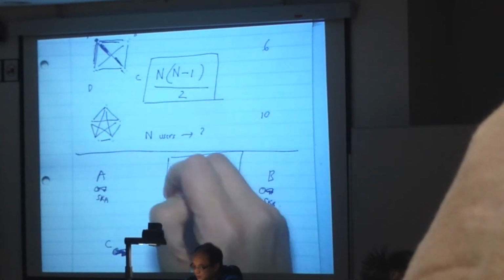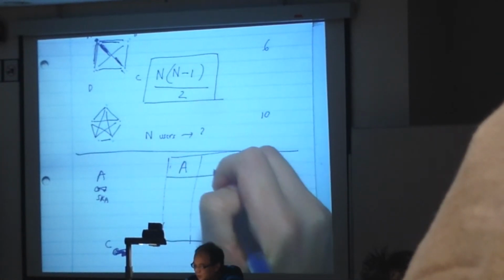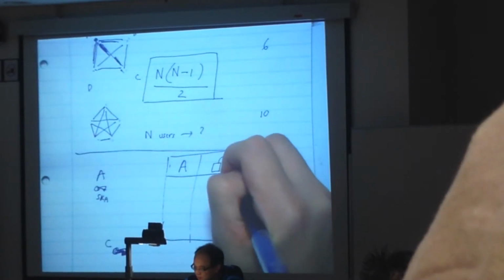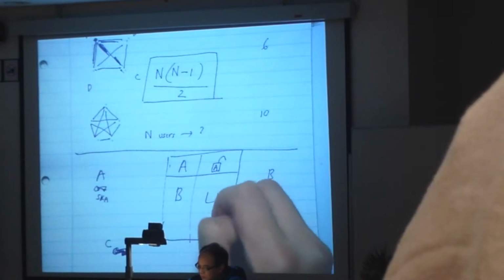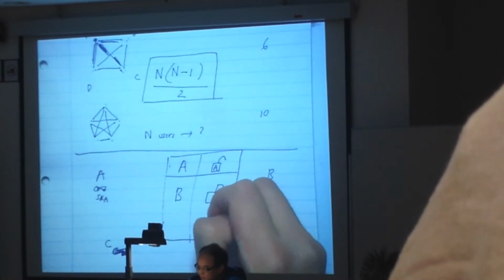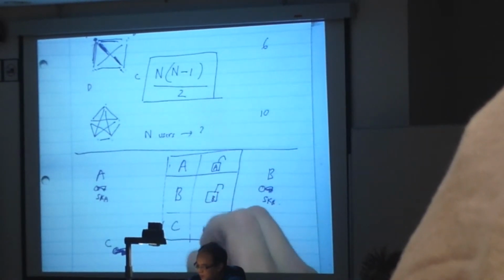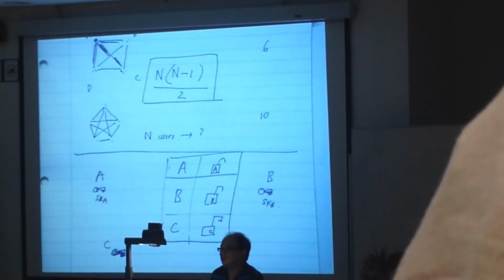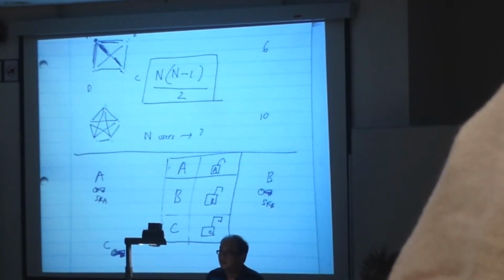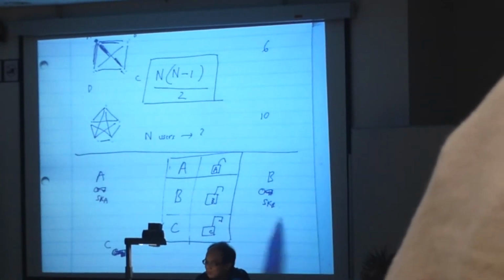We say like this. For A, there is a padlock that belongs to A. For B, there is a padlock that belongs to B. C, there is a padlock here that belongs to C. Right? So that's the setting. And now, for example, A wants to send a message to B.